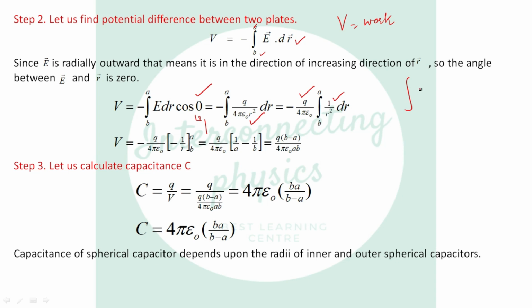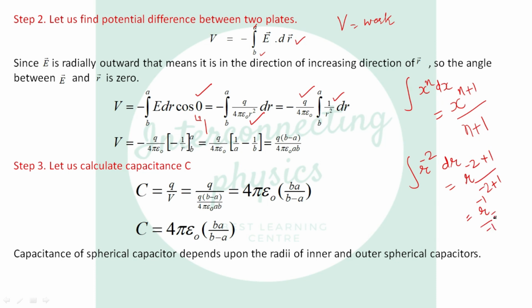We use the formula integral of x raised to power n dx. The integration of x raised to power n is x raised to power n plus 1 divided by n plus 1. So let us apply this formula here. So r in the numerator will become r to the power minus 2 dr, which is equal to r raised to power minus 2 plus 1 divided by minus 2 plus 1, that is r raised to power minus 1 divided by minus 1, that is minus 1 over r. Minus 1 over r. So the minus will be taken outside, minus minus will become plus.